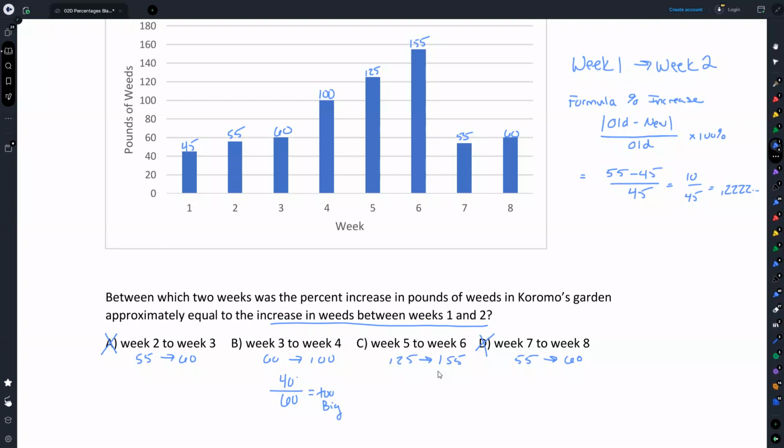All right, so 125 minus 55, that's a 30 difference. 125 is the older of these two numbers. I'm getting 0.24. It's not exactly 0.22, right? But I've noticed approximately is here in the question, so I have permission to not have an exact match. This is the answer I like. C is my final answer.